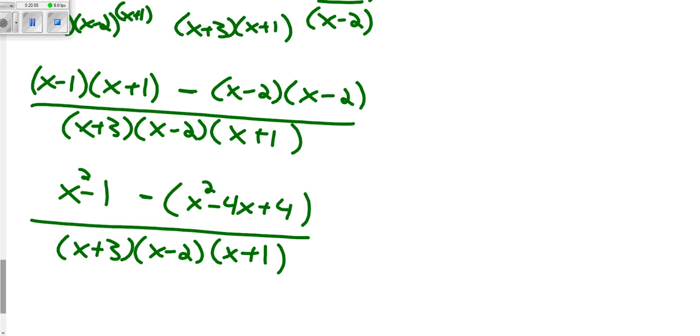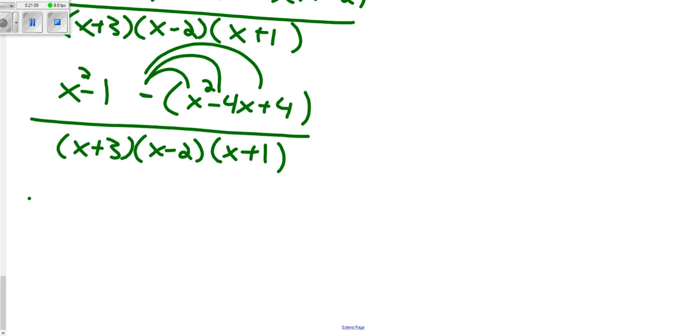Okay. With subtraction, you need to remember this negative sign is going to change the sign on everything. Yeah, it's like you're multiplying everything here by -1. It's not the end of the world. It just looks like this now. x squared minus 1 minus x squared. See how I just changed the sign on all of them?